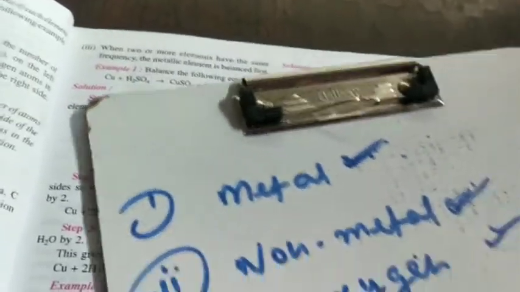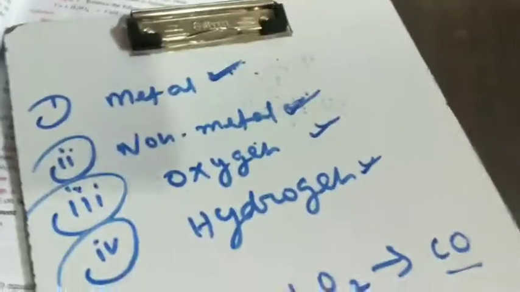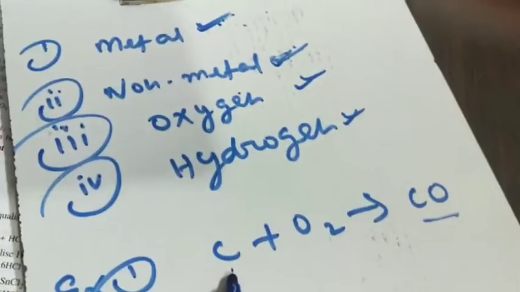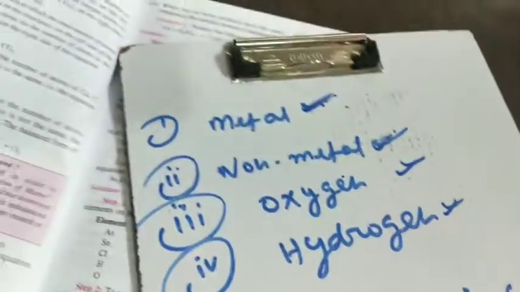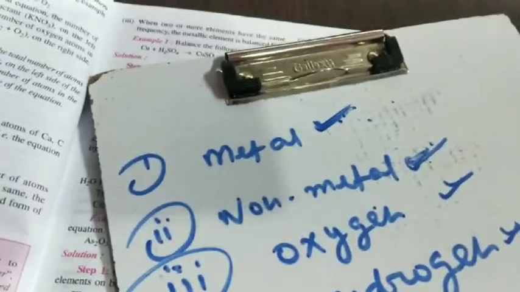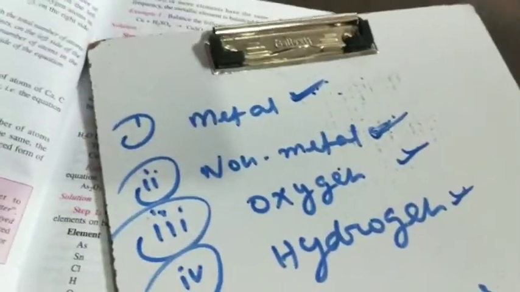For the first example, your concept will be clear by the example: carbon plus oxygen is equal to carbon monoxide. How do you balance according to this rule? First you check which element is metal. Here it is carbon, but carbon acts as a non-metal. Oxygen is also a non-metal. So metal is not present. Actually metal is absent in this equation. So go on to non-metal. Here the non-metal is carbon.